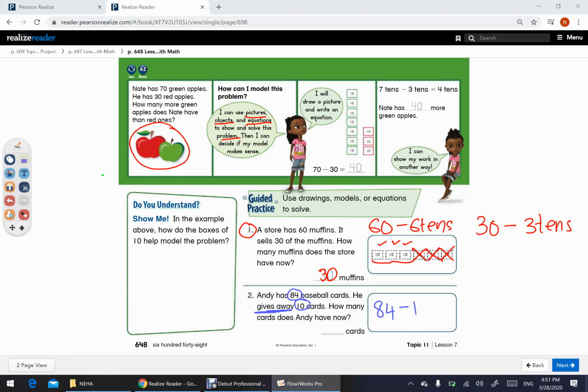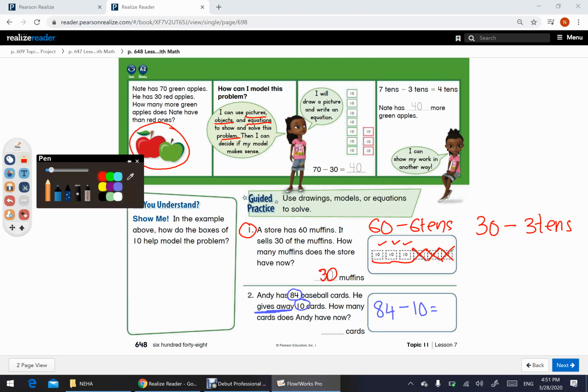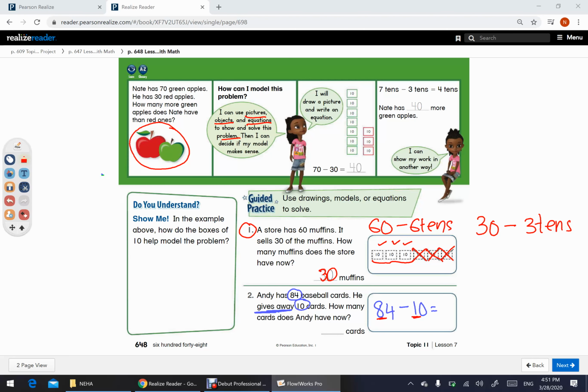84 minus 10 equals, now here you can use any of the strategies or you can draw. Here I'm writing the equation. Now, because it is by 10, I can use mental math over here, right? So if you remember mental math, only the tens place will change. So the tens place over here will decrease by one number. So 8 minus 1 gives me, excellent, 74. So you know how to do it now?